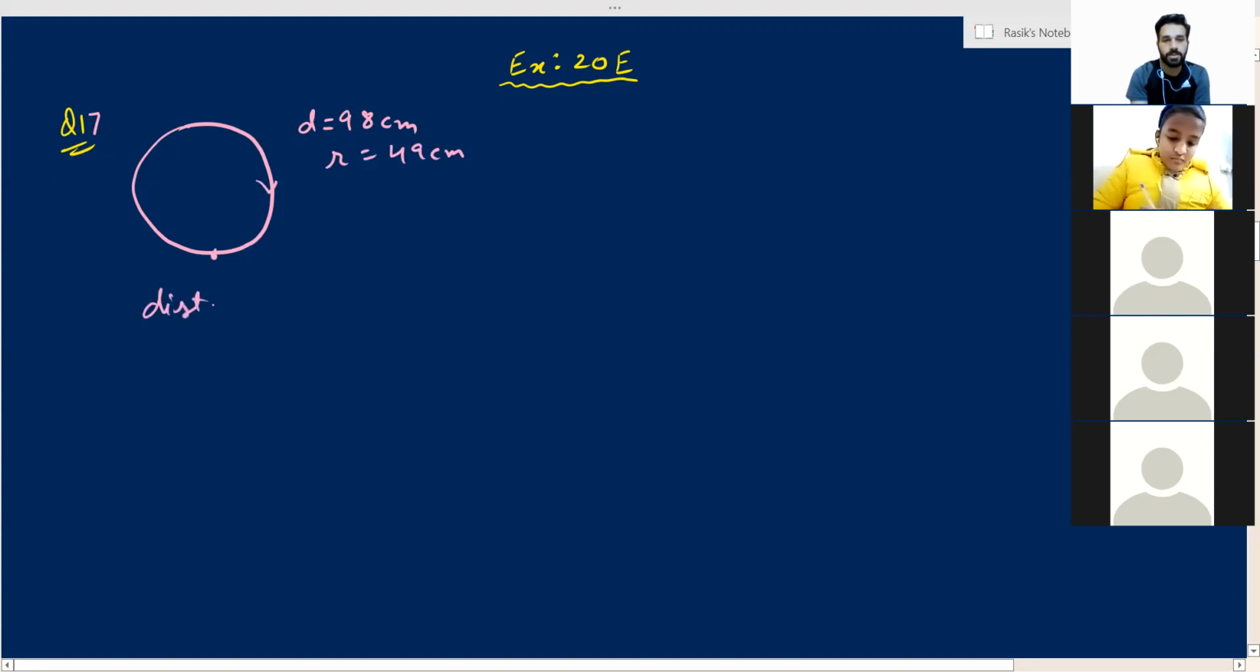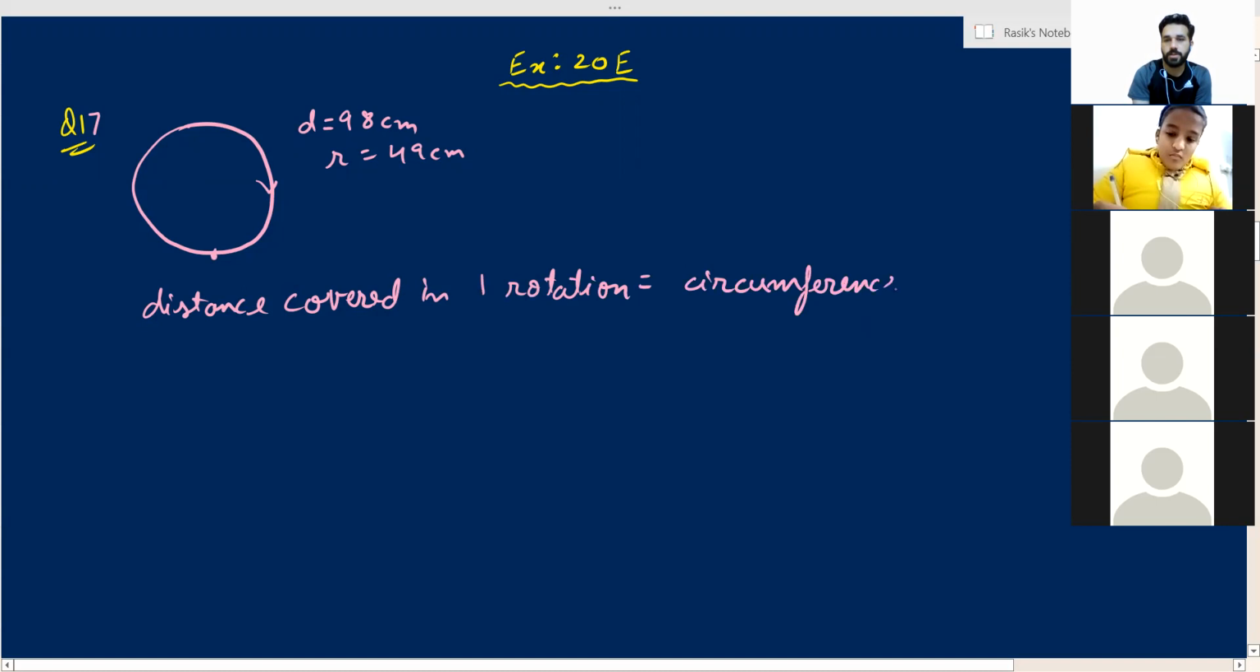So distance covered in one rotation, very simple question, okay? Distance covered in one rotation equals the circumference.